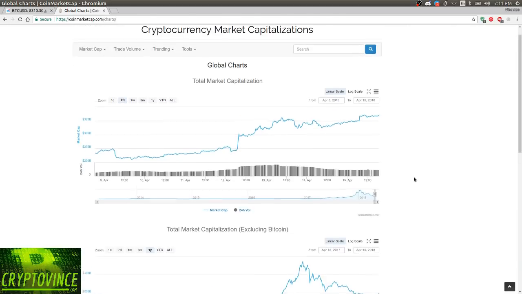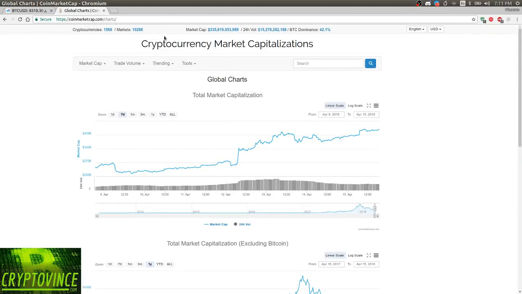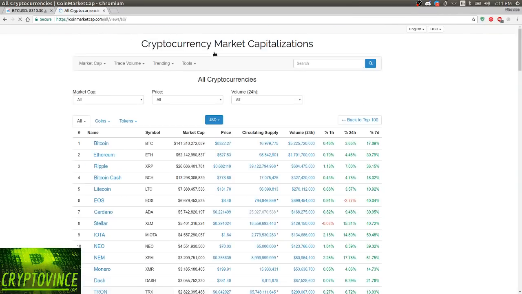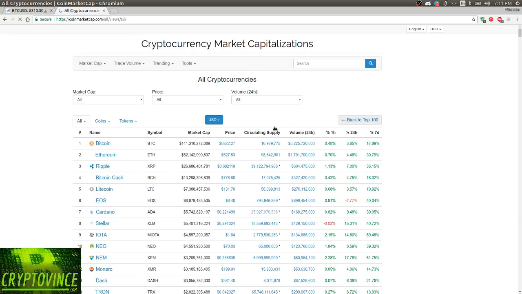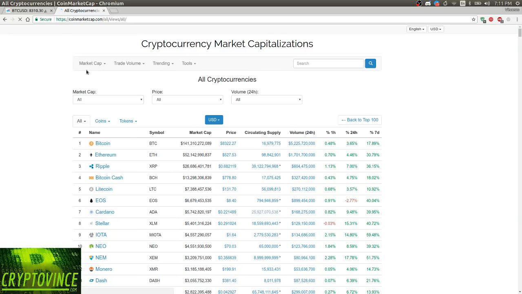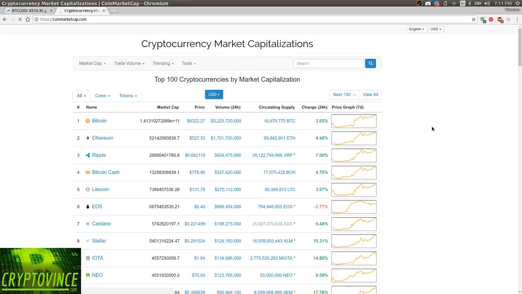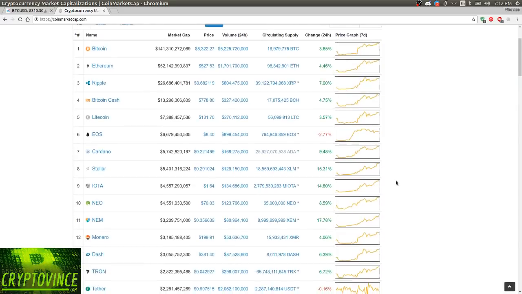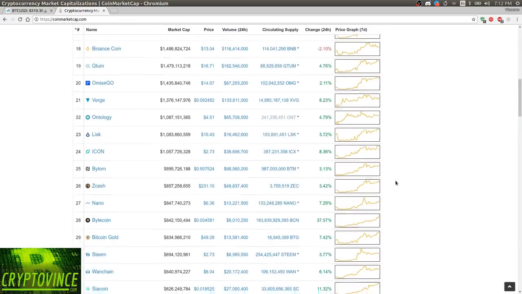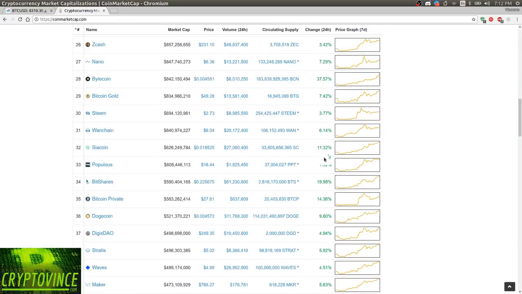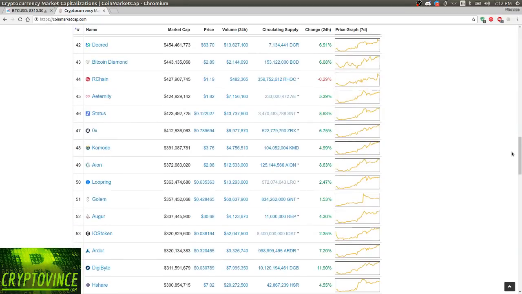We'll go back to the main chart. Probably we have all green. The top 100, this should be pretty green. EOS is red. So it's another green day at the moment. All charts going up.